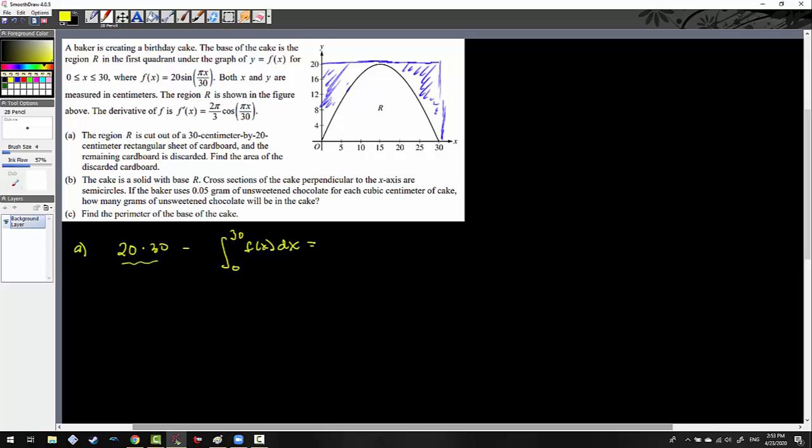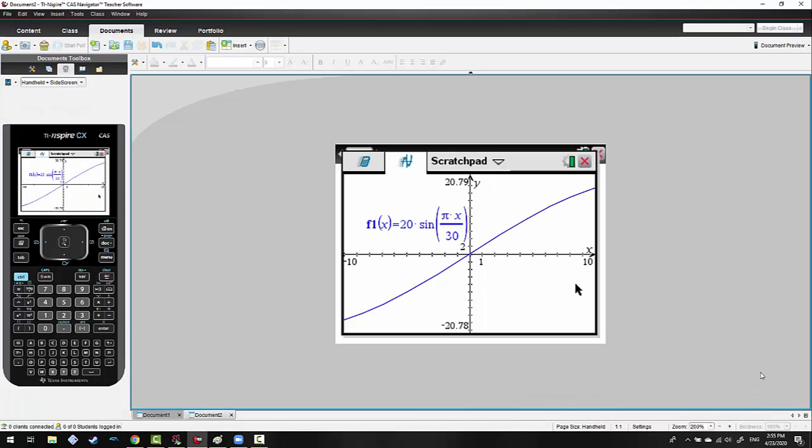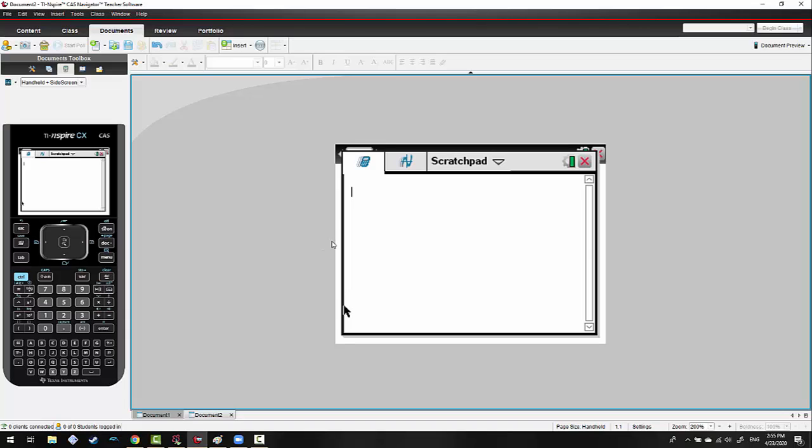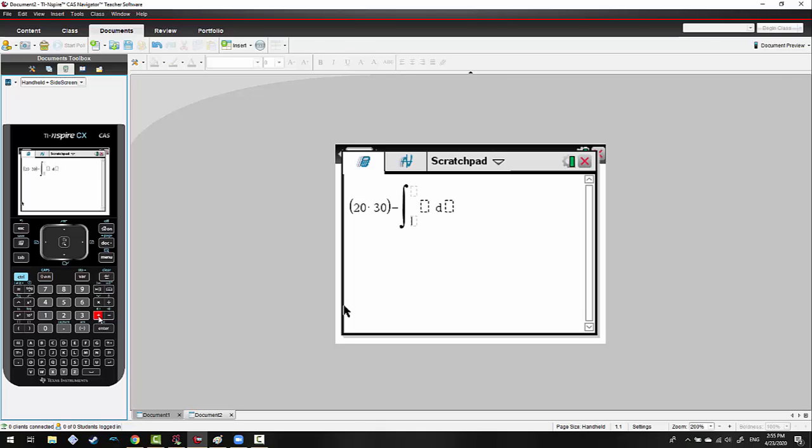And let's go and put that in our calculators and find out what that's supposed to be. I apologize for that. I forgot to upload the calculator onto the computer. So here's what we got. We've got f1 of x equaling 20 times sine of pi x over 30. So if we're going to do this, then it's going to be 20 times 30. And then we're going to subtract the integral from 0 to 30 of f1 of x dx. And I'll hit Control-Enter for most decimals.